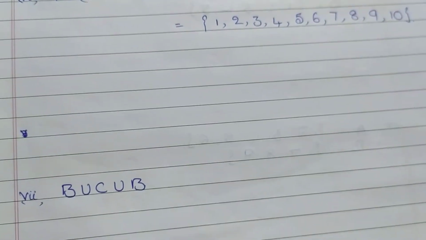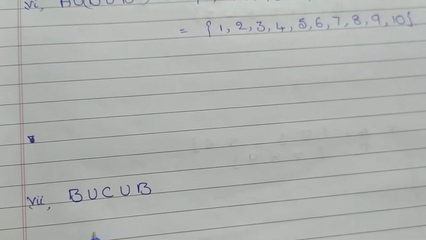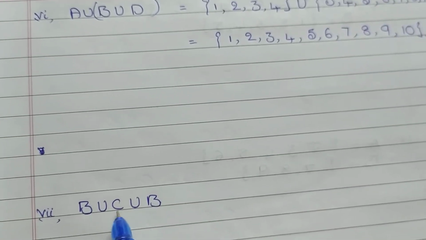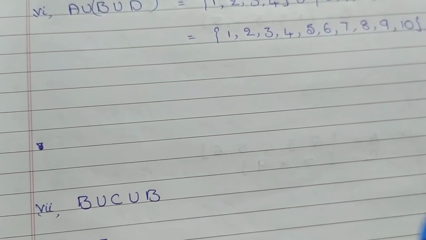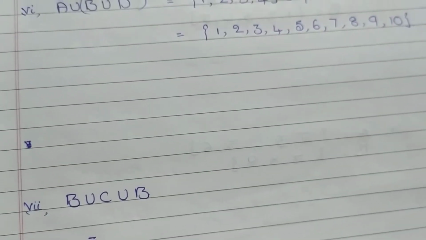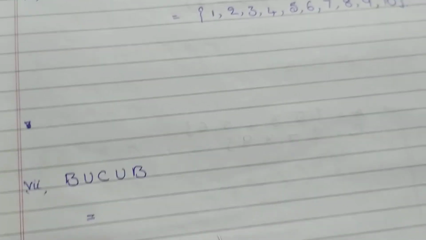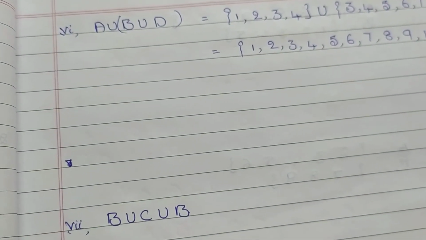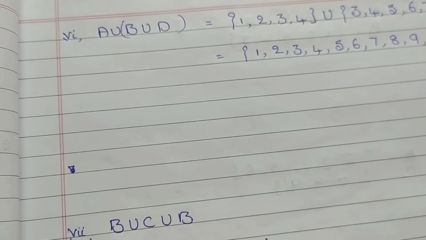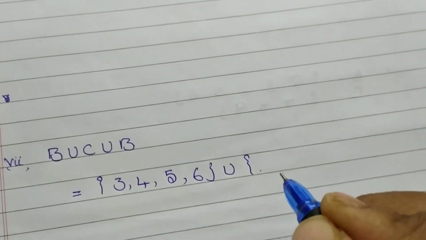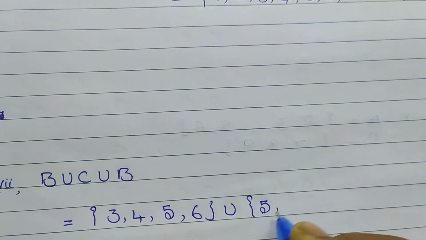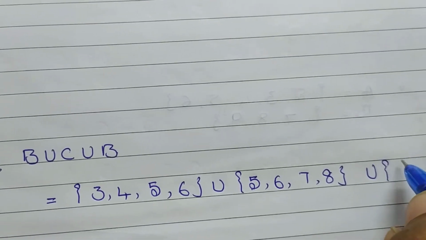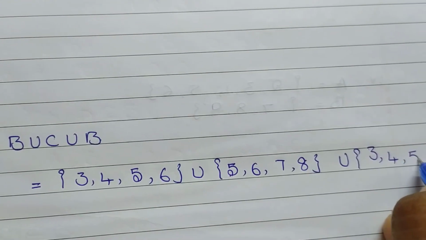Now coming to B union C union B. So for this, suppose we don't know, we only know the sets. We don't know what these values are. So if we want to calculate in a systematic way, step by step, you can see this. B is how much? B they gave as 3, 4, 5, 6 union. What is C they gave? C is 5, 6, 7, 8 union B, 3, 4, 5, 6.